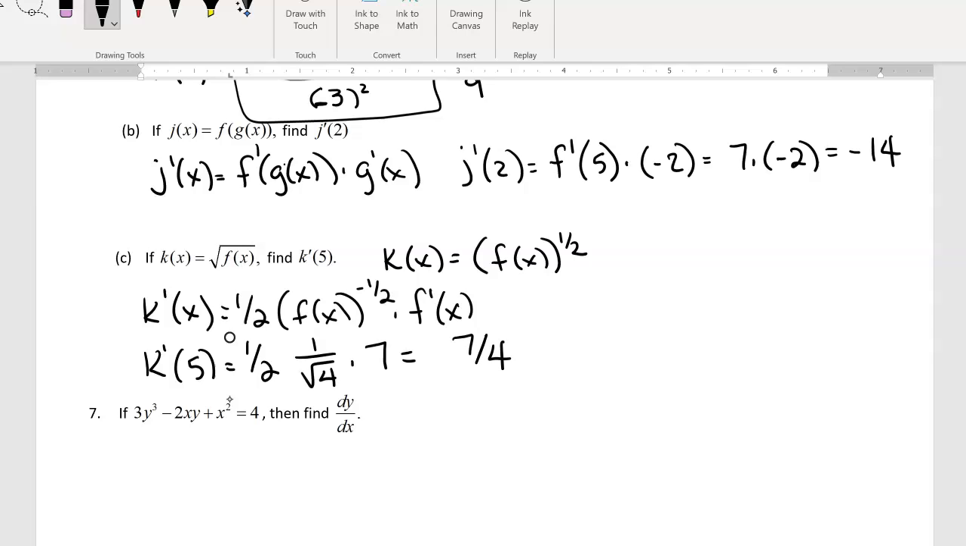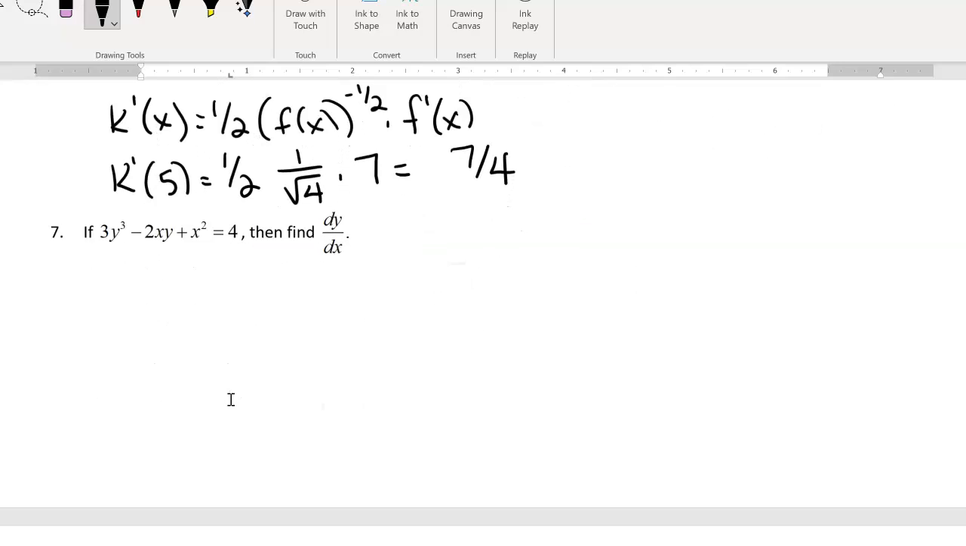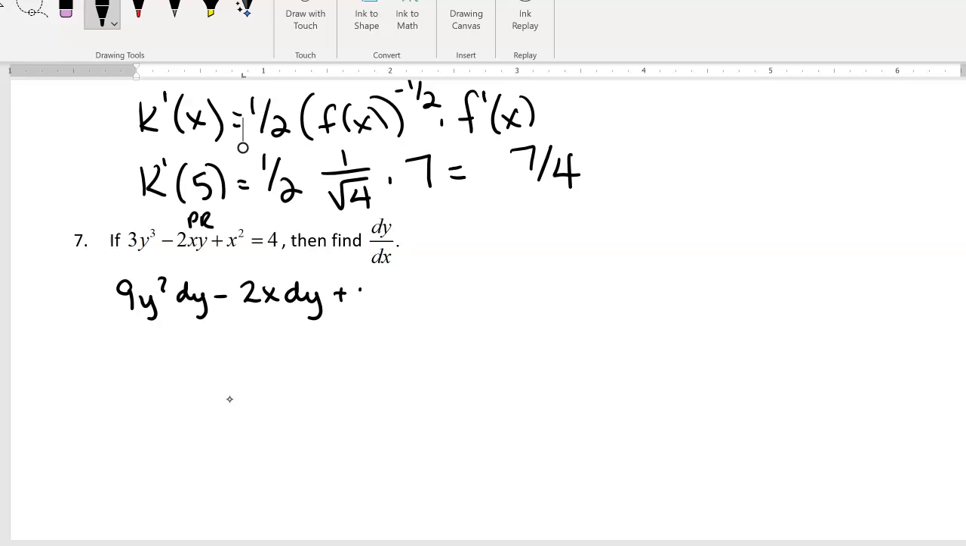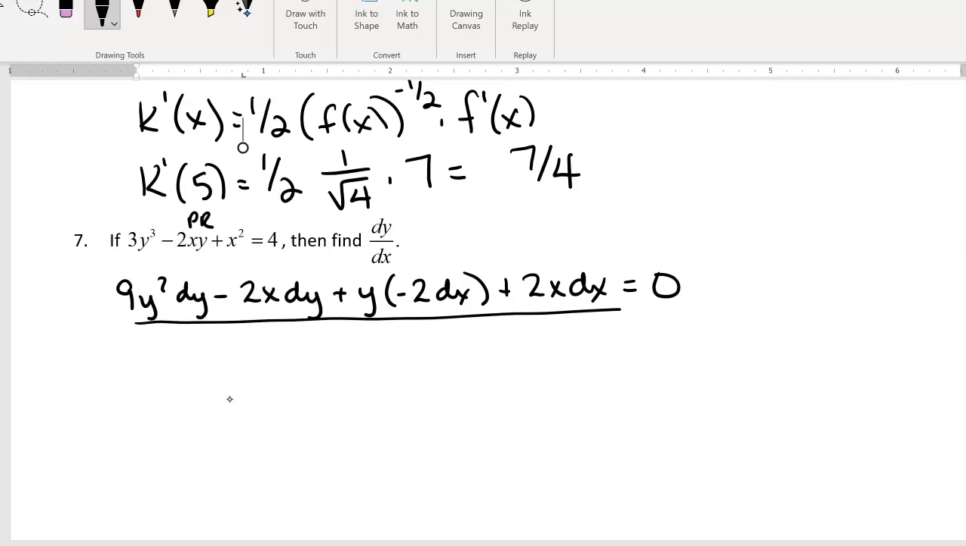Y'all had pretty good luck with the implicit differentiation. I know it was the last thing we did, and it stuck with you, and I was really pleased to see that. But I'm still going to do it. 9y squared dy. Here's some product rule that I'm going to need. So minus 2x dy plus y -2 dx plus 2x dx equals 0. And at that point, I'm done with the calculus. I have taken the differentials of each variable.